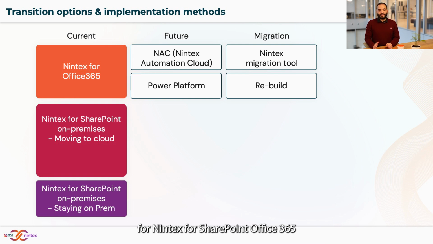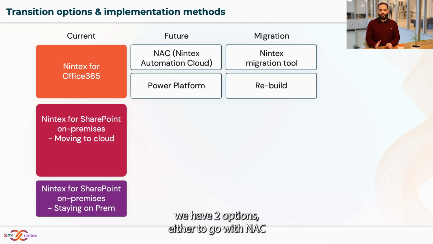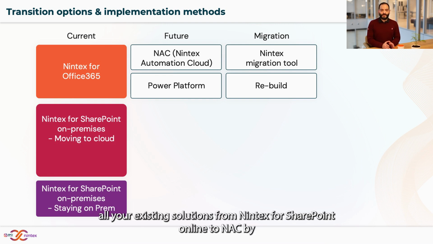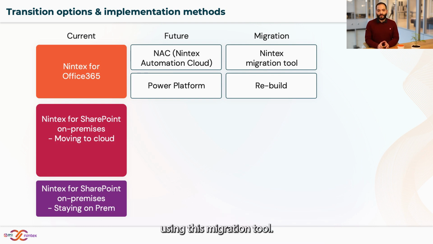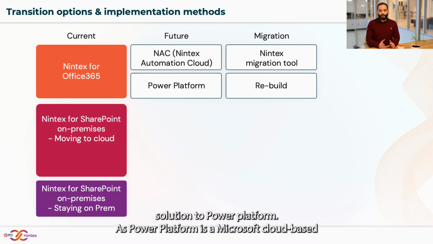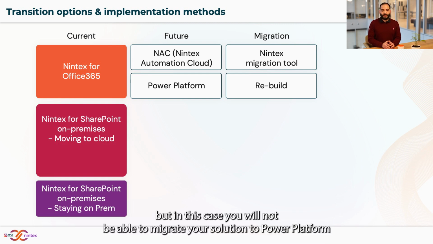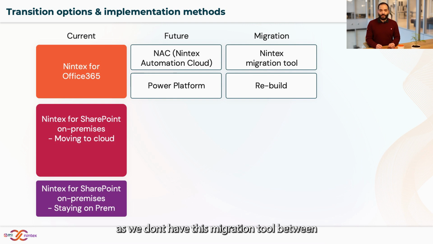For Nintex for SharePoint Office 365, we have two options: either go with NAC, and this transition will be easy because Nintex provided a migration tool that will migrate all your existing solutions on Nintex for SharePoint Online to NAC. A second option is to move your solution to Power Platform. As Power Platform is a Microsoft cloud-based solution, you will be working in the same environment as SharePoint, but in this case, you will not be able to migrate your solution to Power Platform as we don't have a migration tool between both environments.